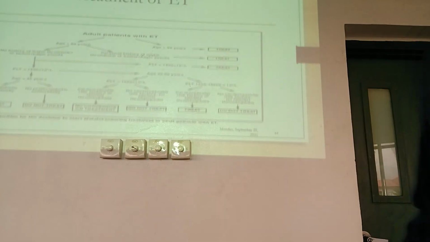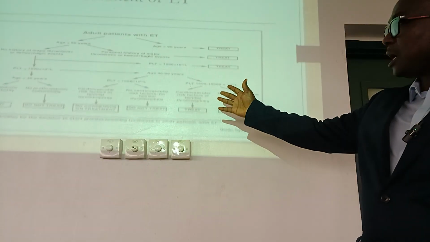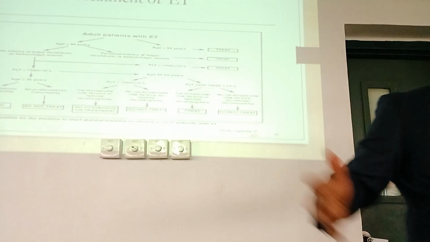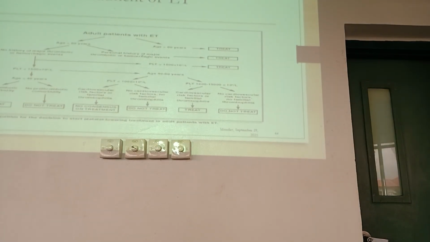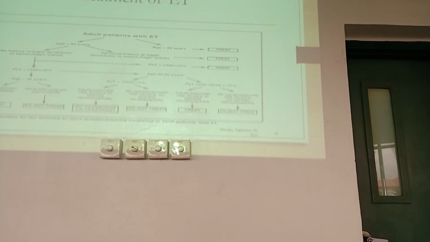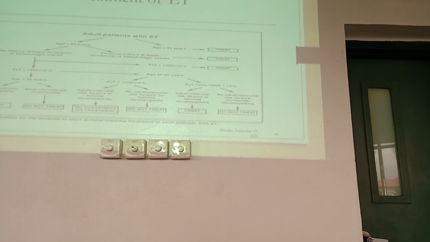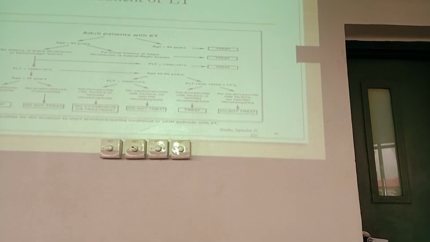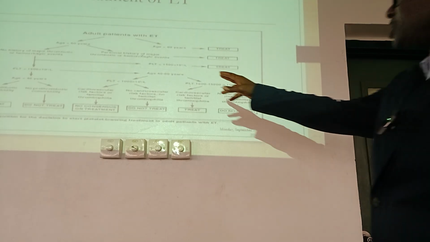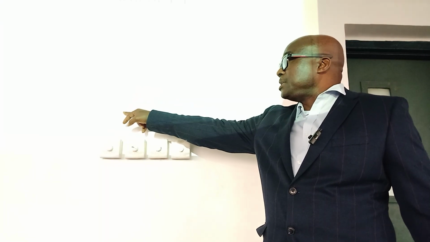This is another algorithm you can study, depending on whether the person is less than 60 years or above 60 years, and whether the platelet count is 1.5 million or less. If it's less than 1.5 million and the person is less than 40 years, you can do watch and wait. And if the person is 40 to 60 years and platelet count is less than 1,000,000, you can consider treatment, and then you can use your discretion based on this algorithm.